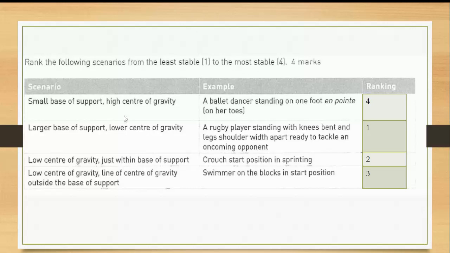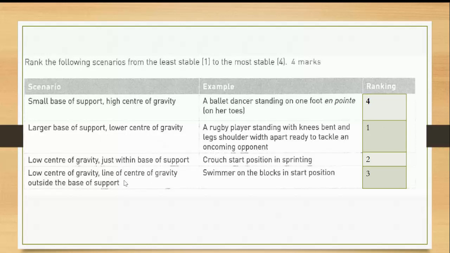But let's just do it in the reverse order. So for me, the least stable would be the small base of support with a high center of gravity, okay? Because a higher center of gravity results in a worse stability, and a small base of support, again, means it's not going to take much in order to knock that person off that stable position. Large base of support, low center of gravity, okay, that's the complete opposite. So that's why that is the most stable position.